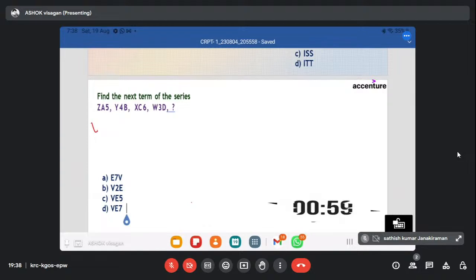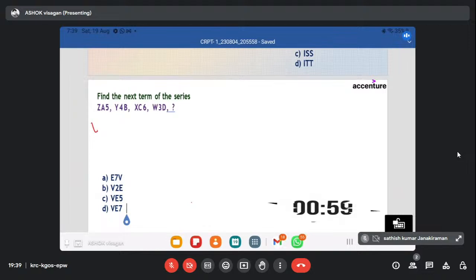ZA, and X, Y, Z, W, X, Y, Z. Then before that the letter W is followed by V. So E should be printed in the first place. Yes, the first place is V and the second place is E only. And the last number we do not know whether it's a 5 or 7.